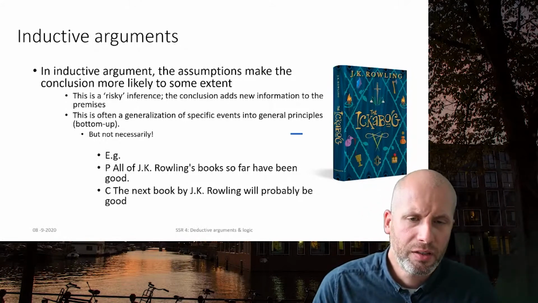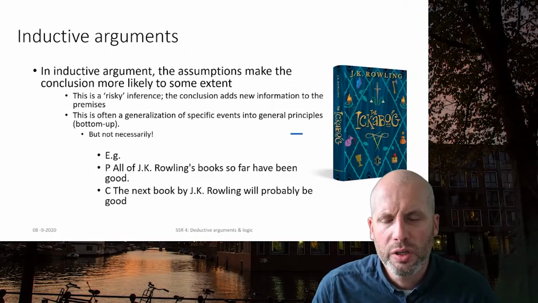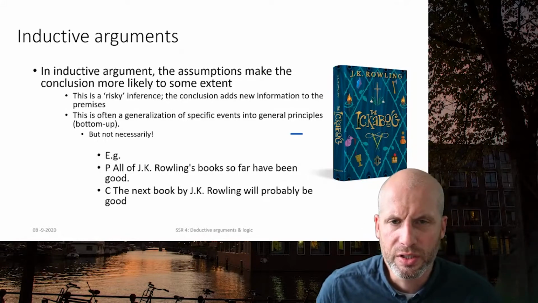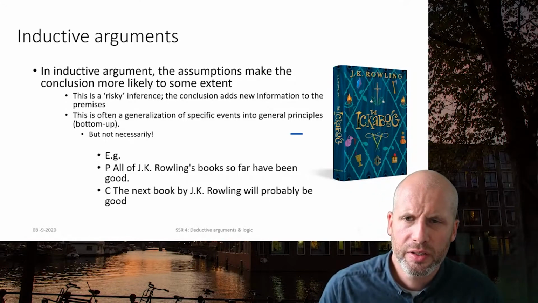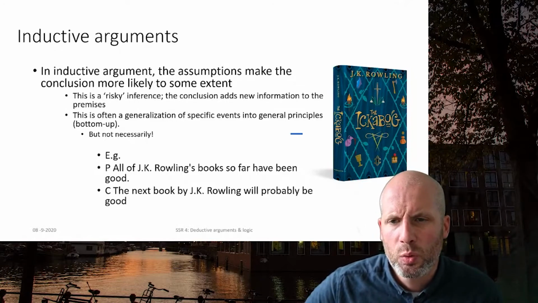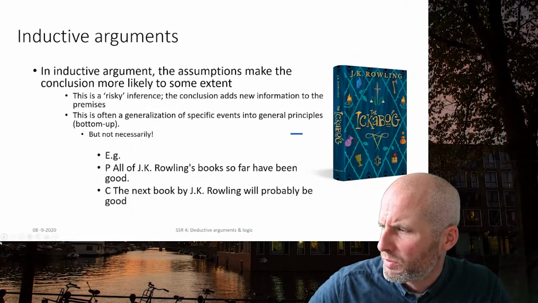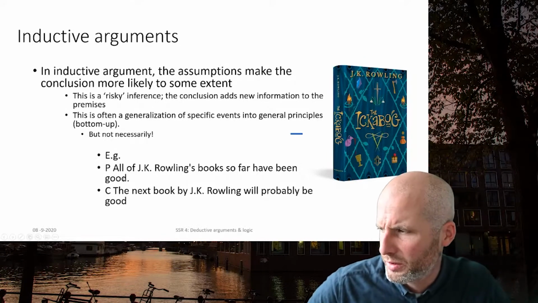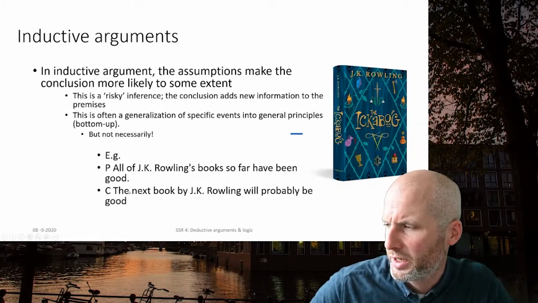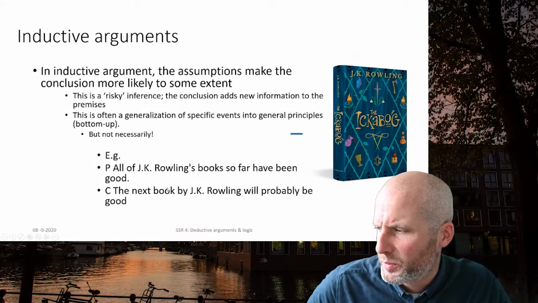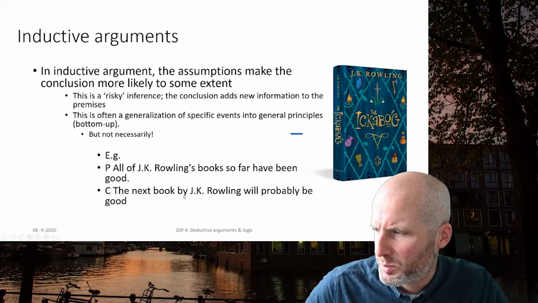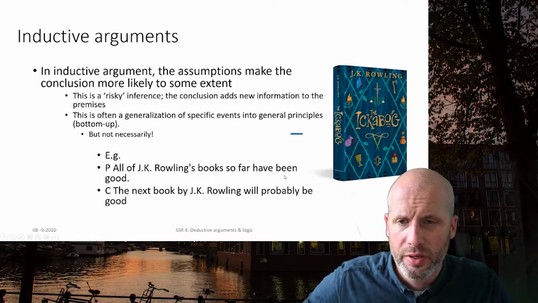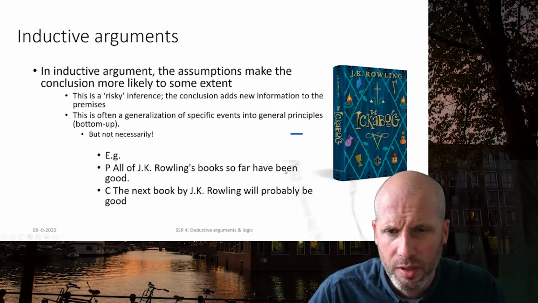And in the same way that deductive arguments will not always imply reasoning from general instances to specific instances, inductive arguments can work both ways as well. So, for example, if I start with a general sequence, all of J.K. Rowling's books so far have been good, so that's a more general description than the prediction in the conclusion. From that, I conclude with some degree of certainty that the next book by the same author will probably be good, right? Here I'm reasoning from a general description to a specific prediction.